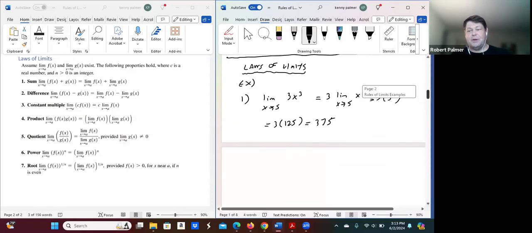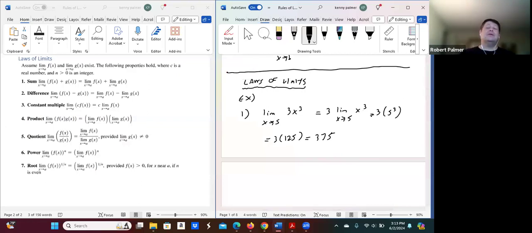Now, of course, a polynomial was a nice function. If it isn't, you may have to be careful about that. But still, in this case, that's what this limit law says. I use that one.